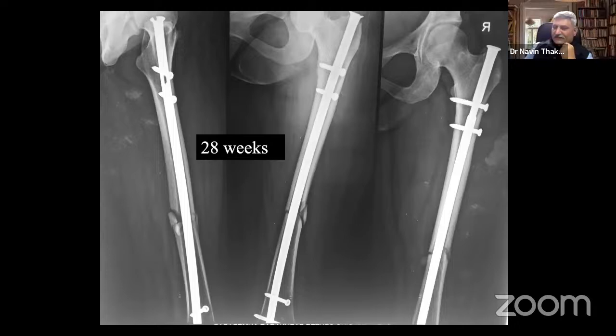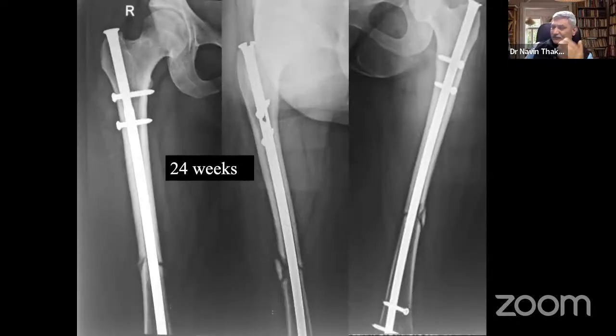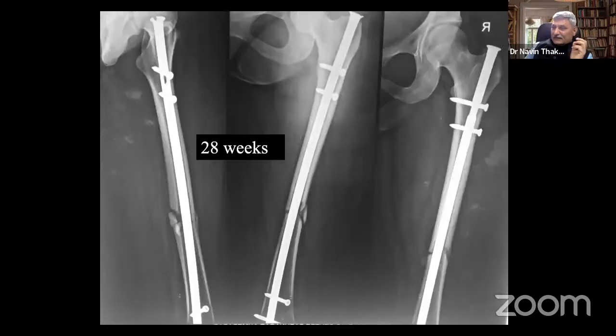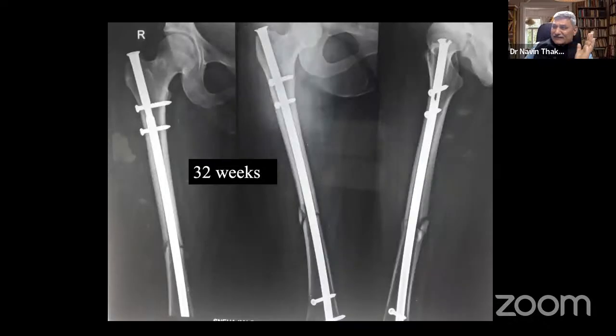Yes, you are right. But here it was not smoking. It was a young girl, and this case came to us. When it came to us, what we have done, I am showing, is that the stability part has to be taken care of. 28 weeks, this is the situation. And the patient is doing window soaping. Every 4 weeks, x-rays are getting done. 32 weeks. Now what to do?